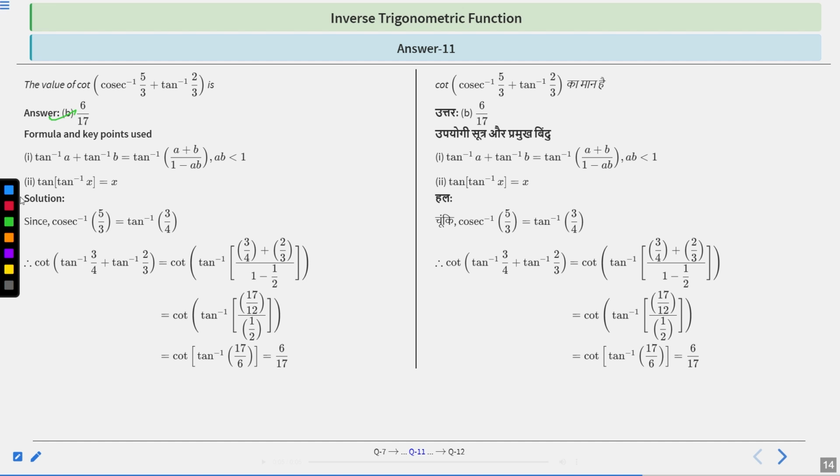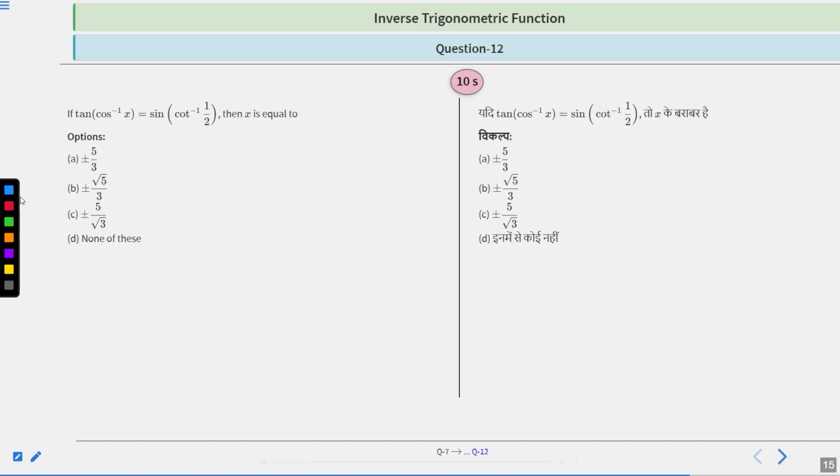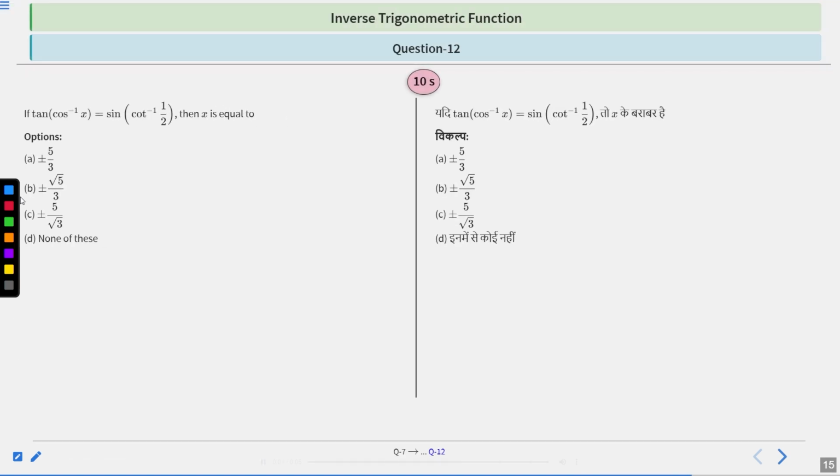Got it? Okay, let's move to the next question. Question number 12: if tan of cos inverse x is equal to sine of cot inverse 1 by 2, then x is equal to, we have to find the value of x. So first we will try to convert tan of cos inverse x in the form of tan of tan inverse, and convert the right side in terms of sine of sine inverse. After that you can compare the right hand side and left hand side to get the required x.